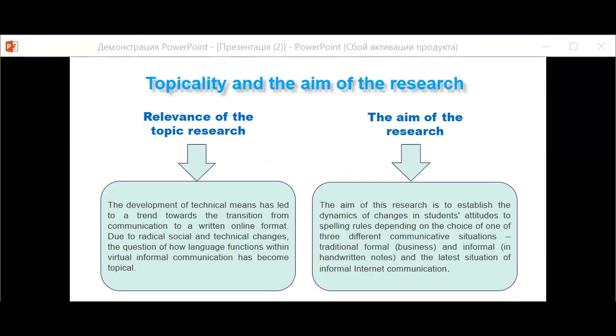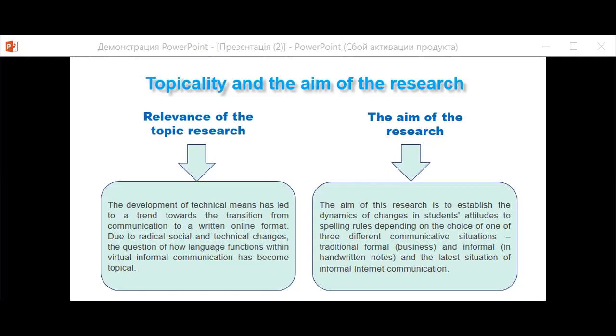The development of technical means has led to a trend towards the transition from communication to a written online format. Due to radical social and technical changes, the question of how language functions within virtual informal communication has become topical.